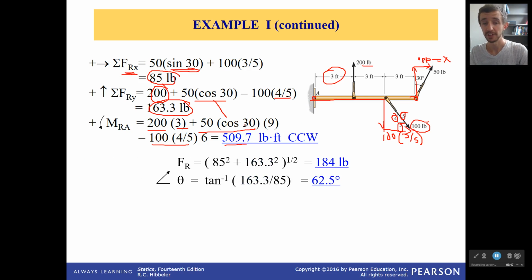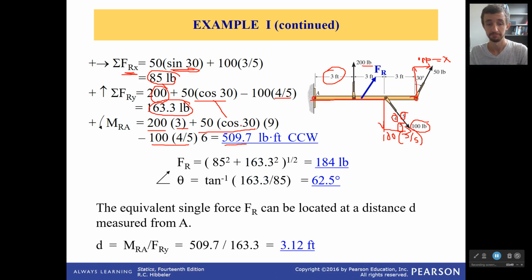Last thing is to figure out what is the equivalent single force and where can it be located. One thing to think about is that equivalent single force is not necessarily just straight up and down. It's probably going to be at an angle. In this case, it is at an angle of 62.5 degrees with the horizontal.